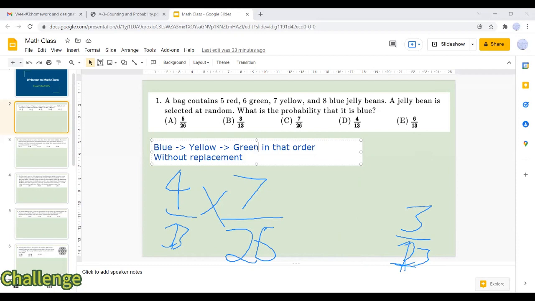Wait, just to clarify, without replacement means that you're not putting the jelly beans back, which means that the first time when you take out. Yeah, my bad.